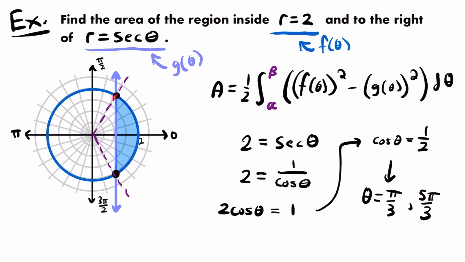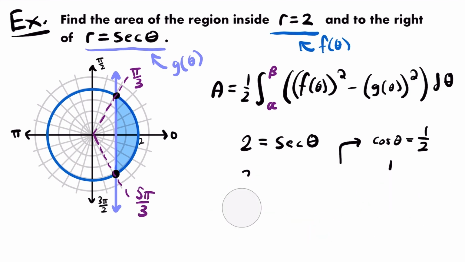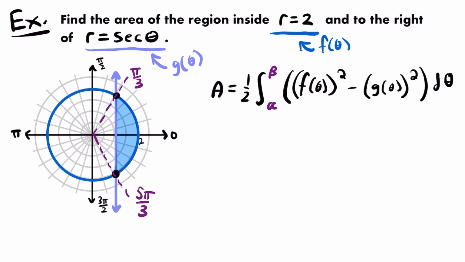So this angle right here will be pi divided by 3. So here's our angle of pi divided by 3. And then this angle right here will be 5 pi divided by 3. All right, so we will have 5 pi divided by 3. Okay, and so now we have determined the two angles that our region lies between. Now we just have to use those angles to help us set up our definite integral to calculate the area between these two polar curves. And so let's try that out.